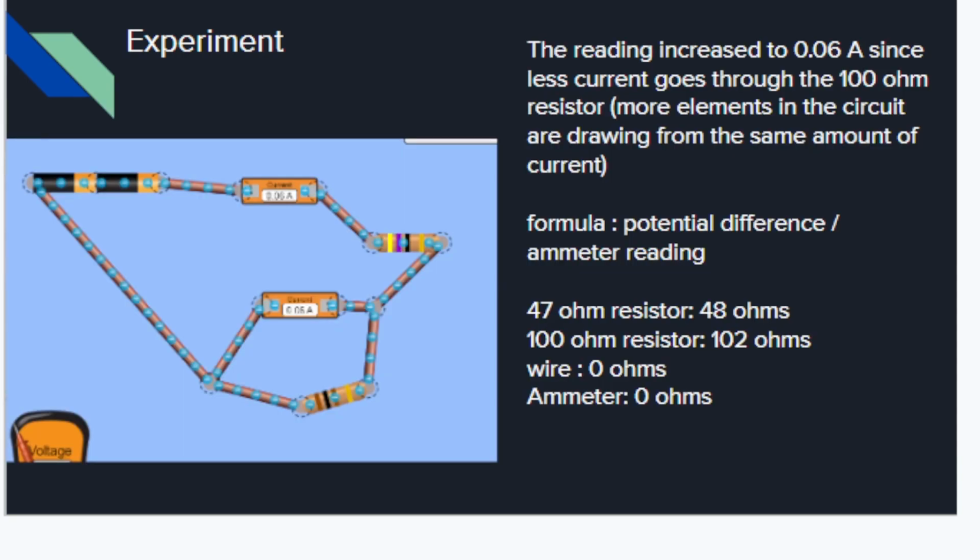Now, whenever I added an ammeter in parallel with one of the resistors, the reading increased to 0.06 amps. Now, why does this happen? Well, since there's less current going through the 100 ohm resistor, because think about it, there's the same amount of current as previously, but there are more elements in the circuit, there's less current to go around, and thus less current can run through the resistor, and as such, the reading would go up, because the resistor can't have as much of an effect on the ammeter's reading.